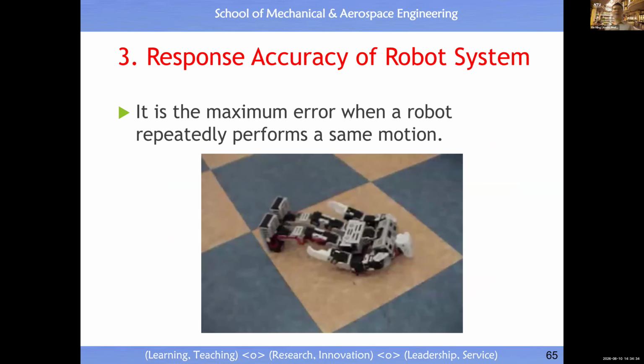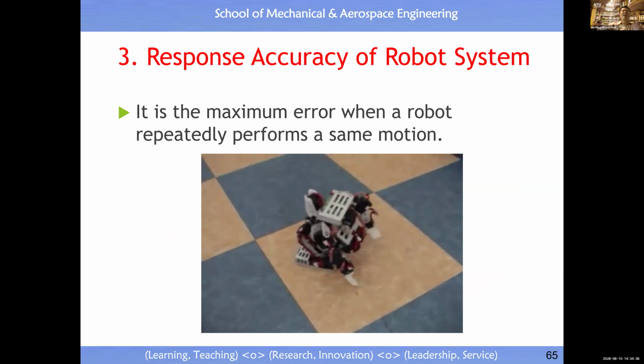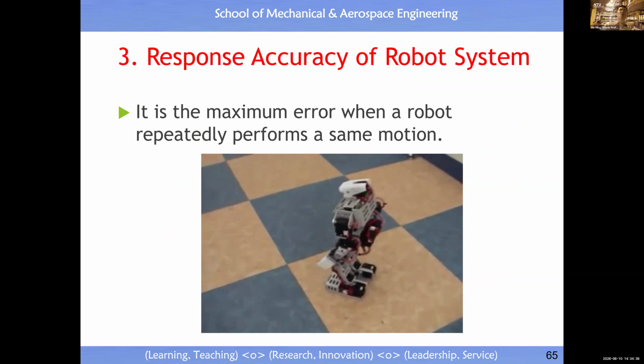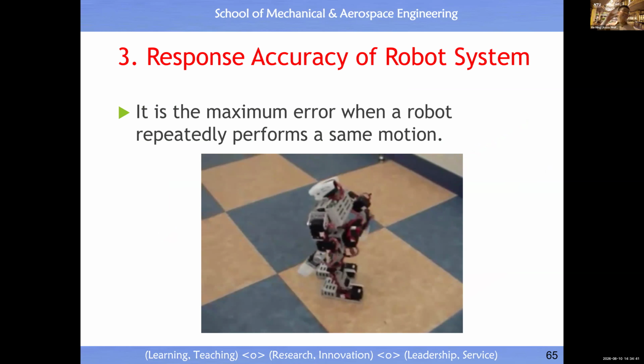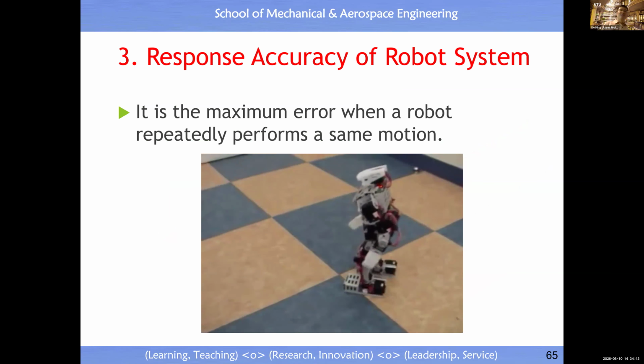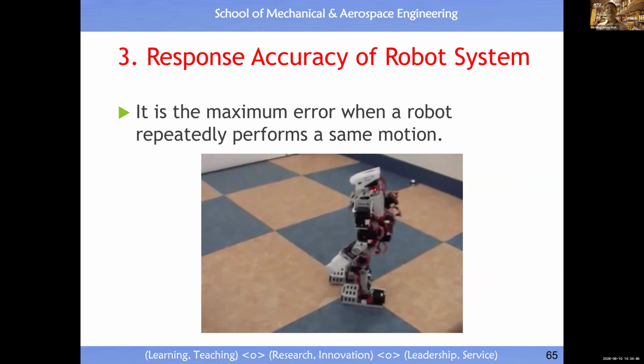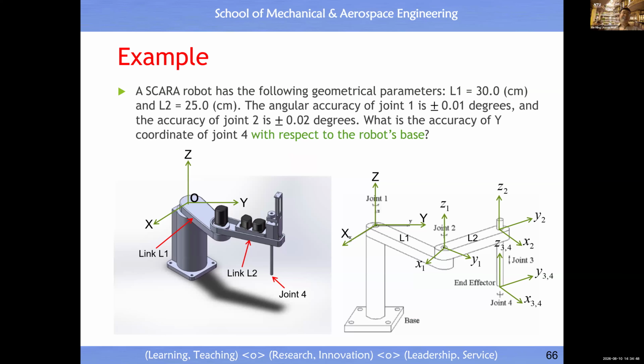How about response accuracy? You see this toy humanoid robot, right? The motion is very, very shaky. You can start asking yourself, how come the motion is a little bit shaky? Later on, when we talk about the design of a mechanical system, we will use a speed reducer, right? When the speed reduction ratio is too small, then the output motion is shaky. You can reduce that error by increasing the speed reduction ratio.